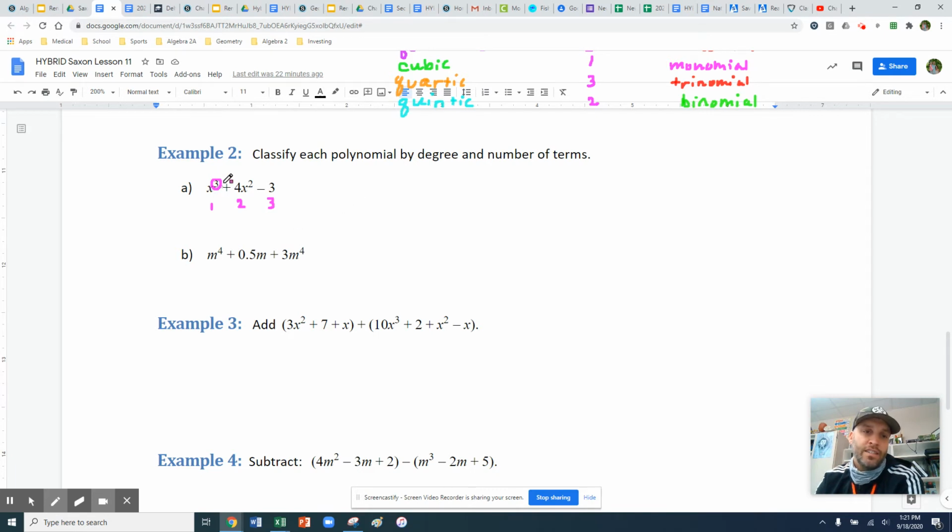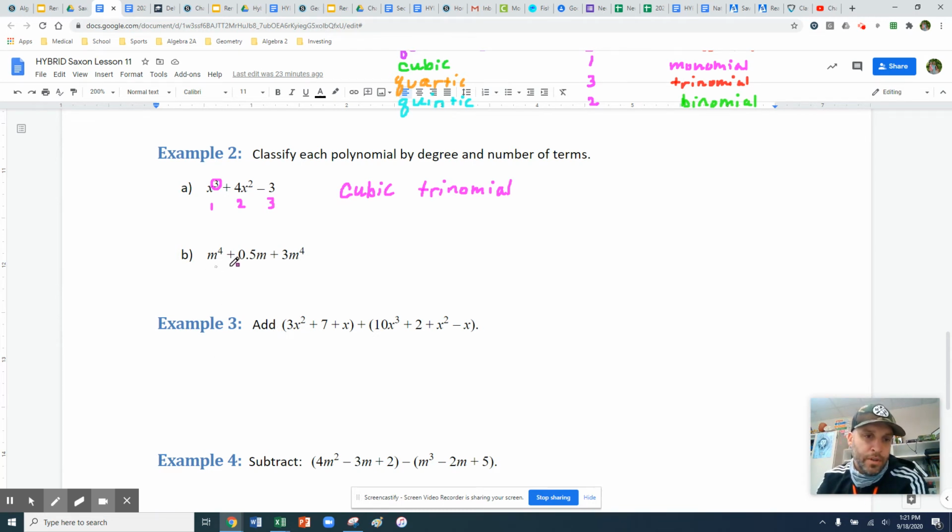I look at the highest degree, which is a 3, looking at the exponent. Then I count how many terms the polynomial has. It has 3. So you can see if you have a degree of 3 and 3 terms, practice, take a second, think about what this one is going to classify as. If you thought cubic trinomial, you are right.